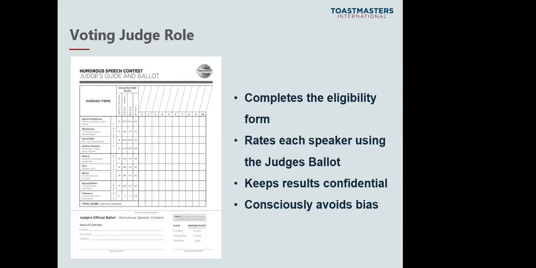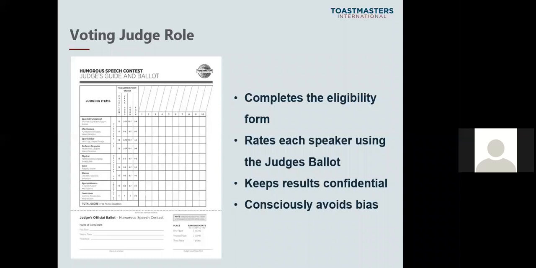What does a voting judge do? Well, you'll see here on the screen that this is the ballot that they will use. So in order to be a judge, there are certain eligibility points that you have to meet. You must be a paid member, and if you're being a judge at the area or district level, you must be a paid member for a minimum of 6 months, completed a Competent Communicator manual, or earned a level 1 and 2 in any path.